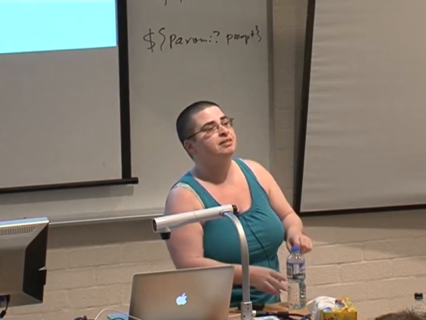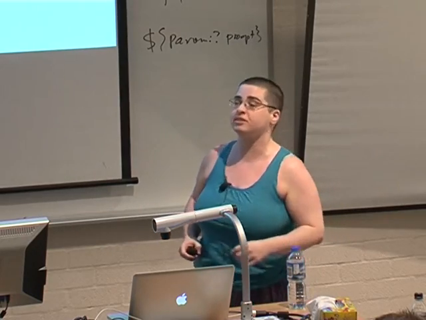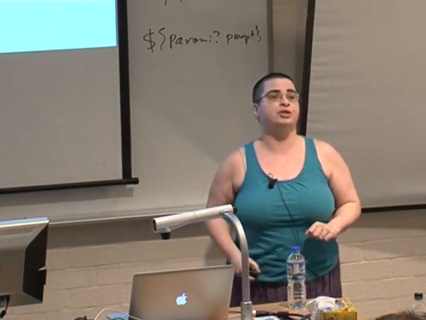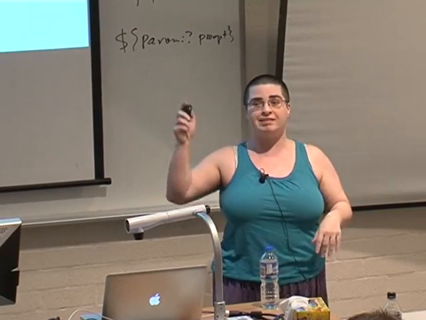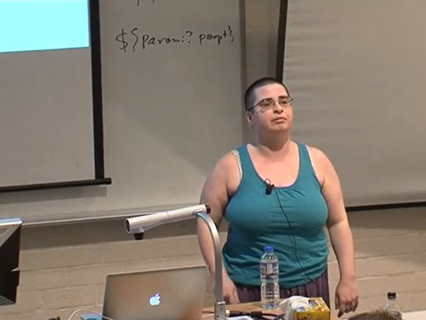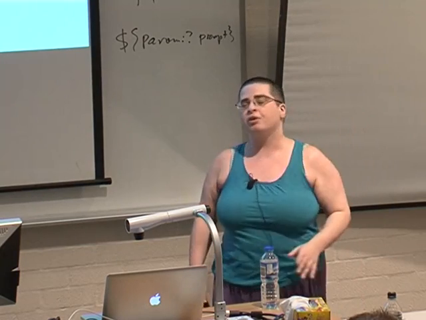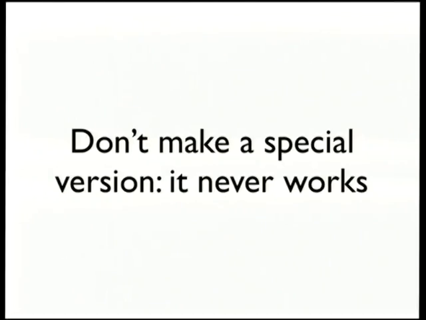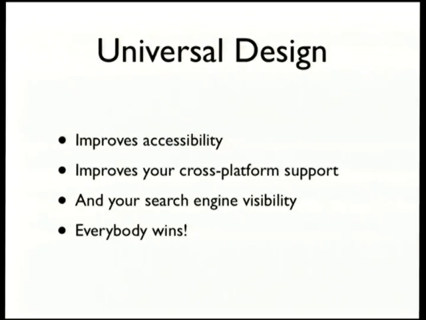Well, the temptation is to say, okay, just like I have the regular and the mobile version of my website, I'm going to have the regular and the accessible version of my website. Don't do that. It never works. Not only do you have double the development time, the two of them will get out of sync very quickly. And especially if you're aiming the special version just at accessibility needs, people aren't going to be able to find it. And once they find it, they're not really going to know how to use it. So instead, we follow the principles of universal design.